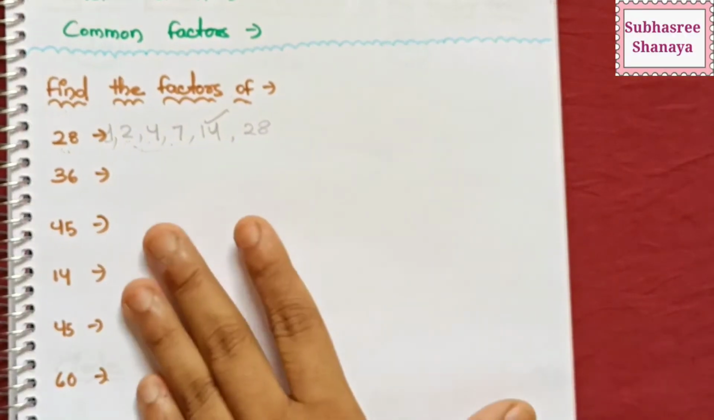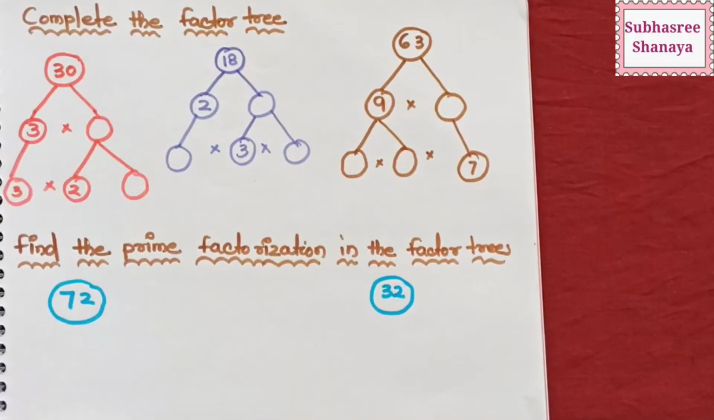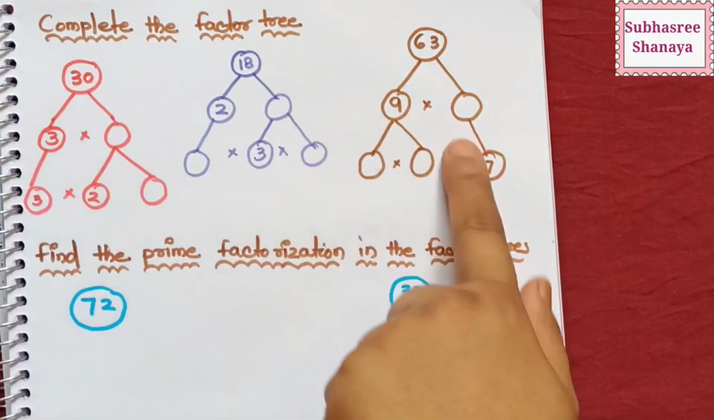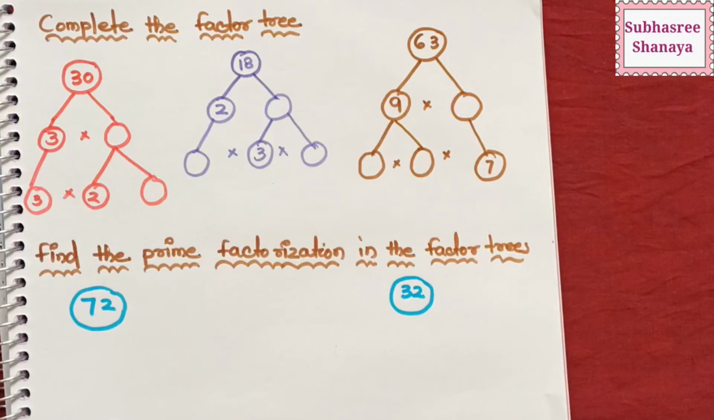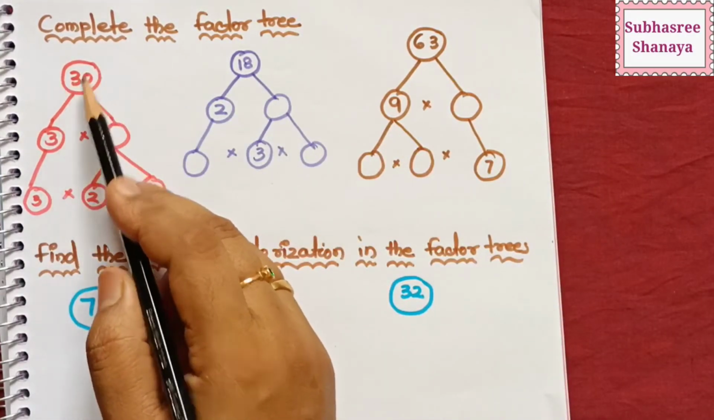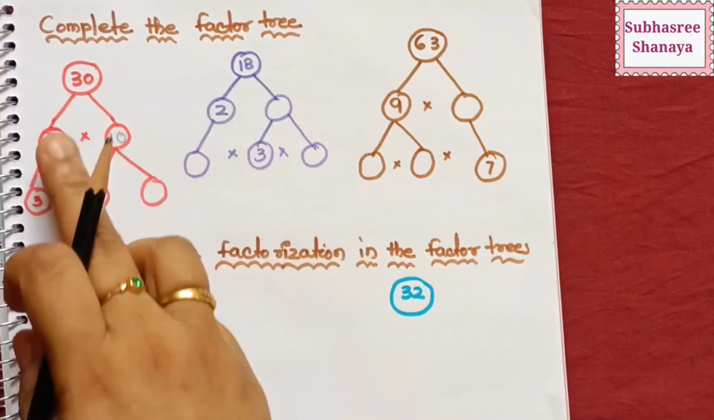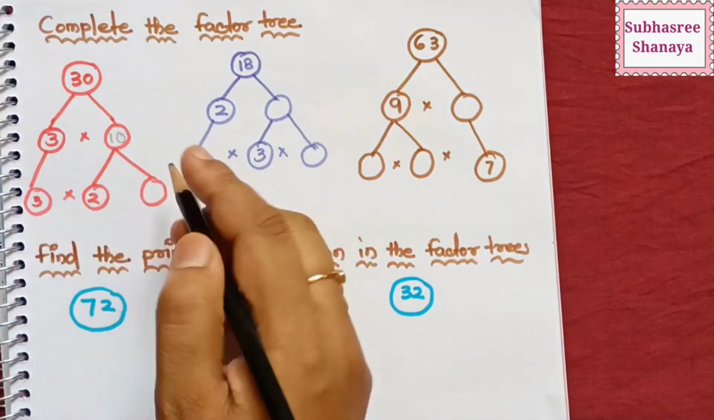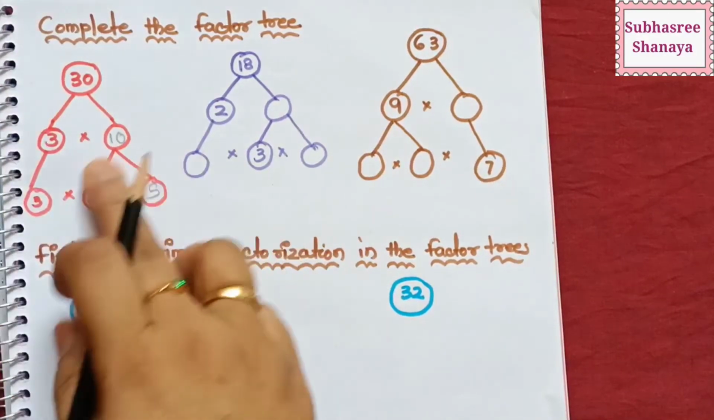Now let's come to the next worksheet, that is complete the factor tree. Some numbers are missing. We have to complete the factor tree. So let's find out how to do 3. So 30. 3 tens are 30. 3 will remain the same here. Now 10. 2 5s are 10. So the factor tree is completed.